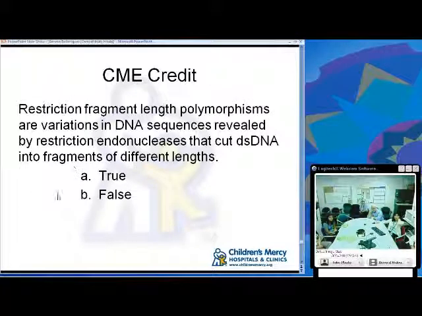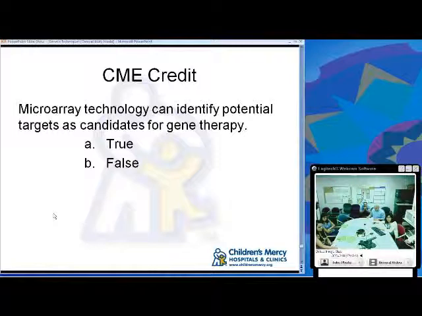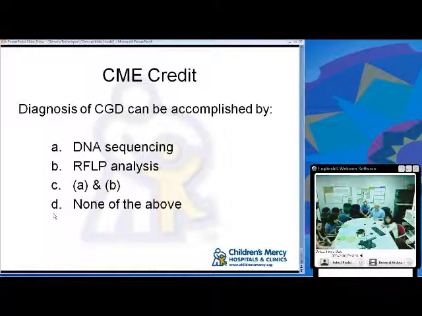Okay, so let's return back to the quiz. RFLP: polymorphisms or variations in DNA sequences revealed by restriction endonucleases that cut double-stranded DNA into fragments of different lengths. True or false? Right. Microarray technology can identify potential targets as candidates for gene therapy. True or false? True. And diagnosis of CGD can be accomplished by DNA sequencing, RFLP analysis, A and B, or none of the above? A and B. A and B, right.